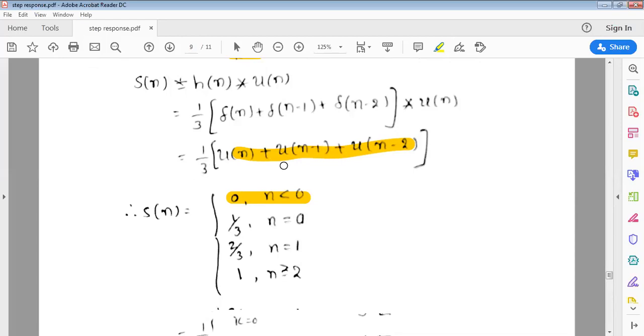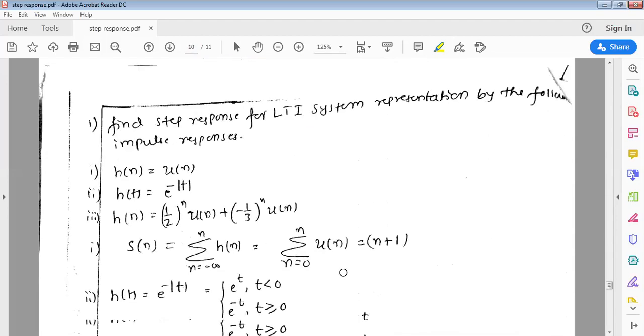When n is more than or equal to 2. When n is equal to 2, this one will generate 1, this one will generate 1, and this one will generate 1. 1 plus 1 plus 1, 3. 3 by 3 is equal to 1. For any value above 2, you give 3, 4, 5, any value, all the 3 will exist and produce 1. So answer will become equal to 1. Are you able to follow this problem? Yes, sir.